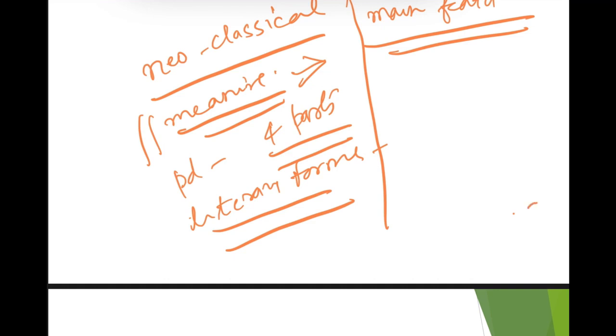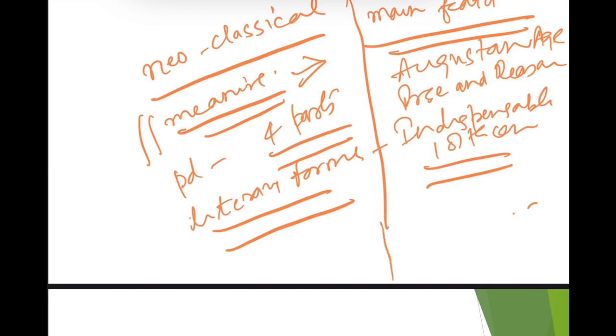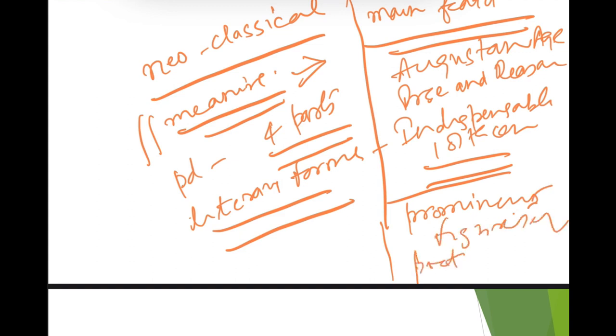And then you will come to the major titles which are given to the neoclassical age, for example, Augustan age, age of prose and reason, then indispensable 18th century. Okay, and then we have prominent figures of poetry, like Pope and Dryden. Then you will come to novels, then to prose, then to critical pieces.